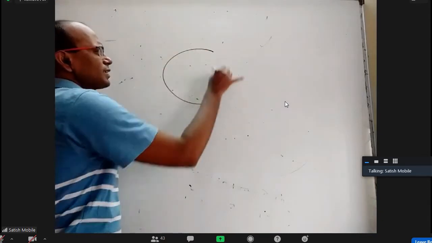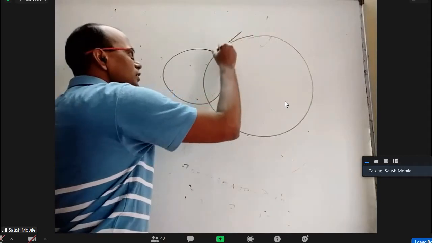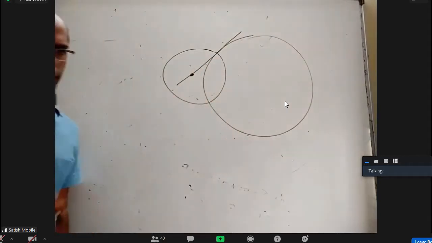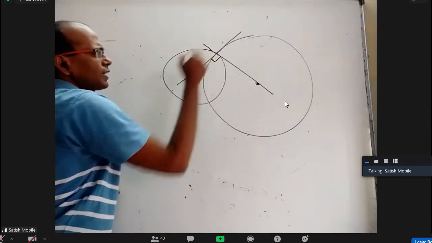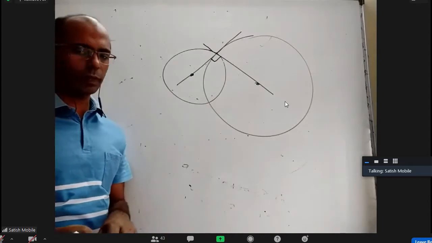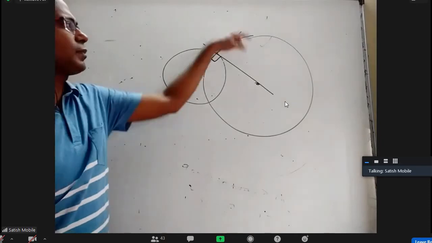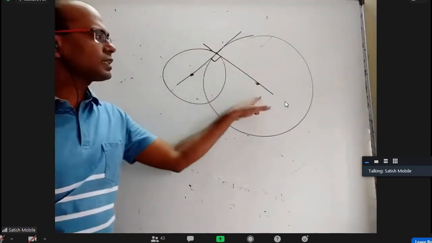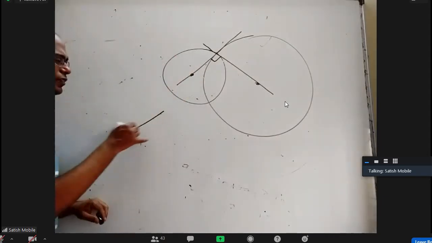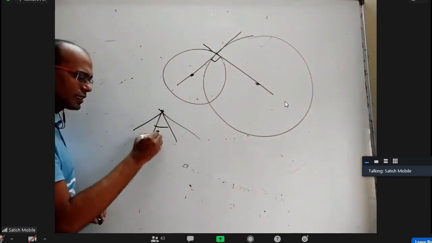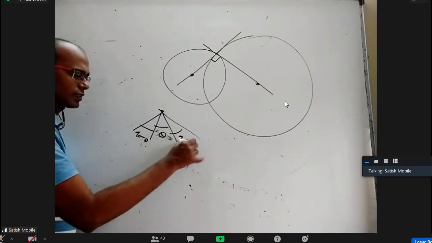When two circles are intersecting orthogonally, then the tangent here should exactly pass through the center of this, and the tangent here should exactly pass through the center of this, and they are 90 because radius and tangent are always perpendicular. So this line is the radius of the smaller circle, at the same time it is tangent to the bigger circle, and this line is the radius of the second circle and tangent to the first circle. They are perpendicular. Because earlier we got a figure where this is 90, this is theta, this is 90 minus theta, this is 90 minus theta.